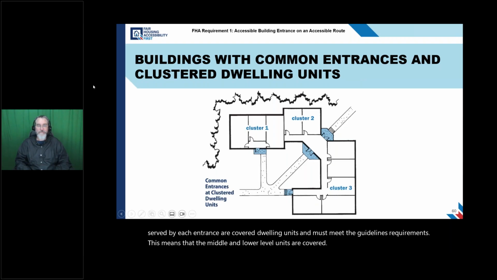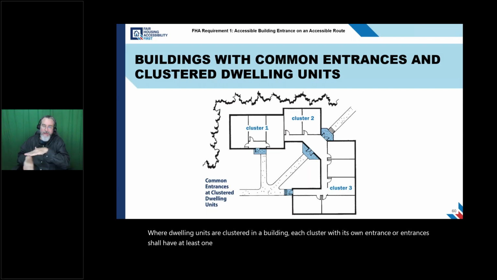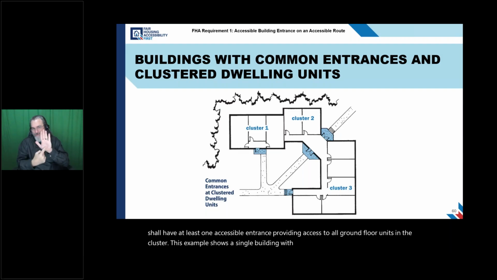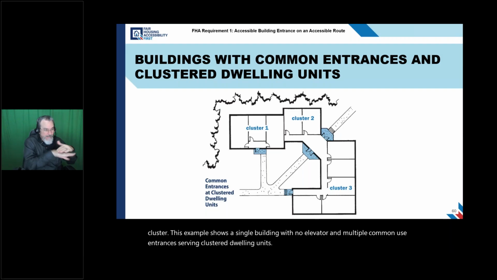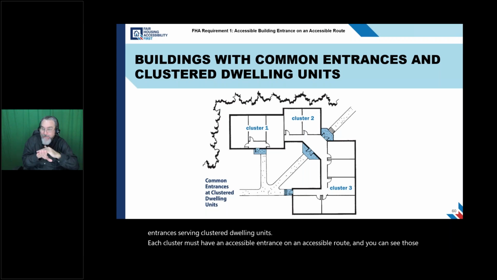Buildings with common entrances and clustered dwelling units. Where dwelling units are clustered in a building, each cluster with its own entrance or entrances shall have at least one accessible entrance, providing access to all ground floor units in the cluster. This example shows a single building with no elevator and multiple common use entrances serving clustered dwelling units. Each cluster must have an accessible entrance on an accessible route, and you can see those areas shown in blue on your screen.